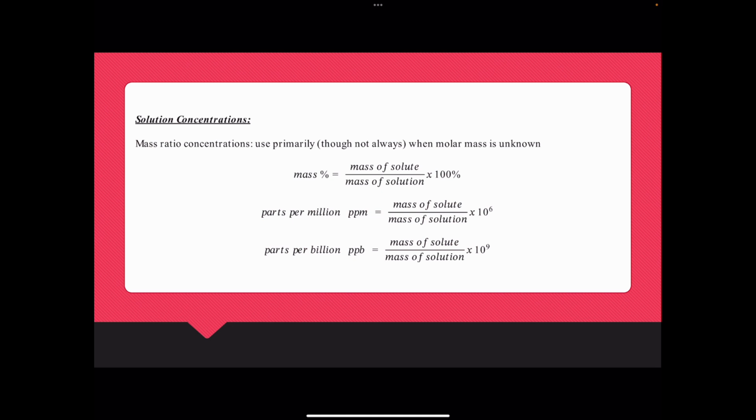And so one type of mass ratio we can look at is the ratio of the mass of a solute to the mass of a solution. And we're going to look at three types. We've got mass percent, parts per million, and parts per billion. All of these are a ratio of the solute mass to the solution mass. The only difference is the multiplier. So if we're looking at a percent, we're multiplying by 100. If we're looking for parts per million, we're going to multiply by 1,000,000. Parts per billion, we're going to multiply by 1,000,000,000.